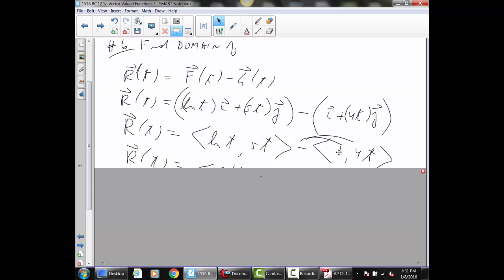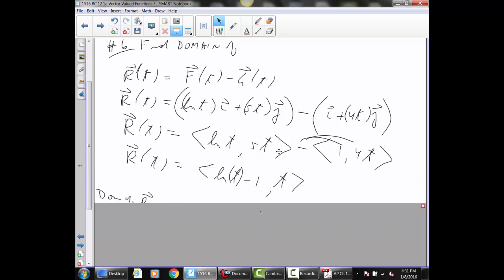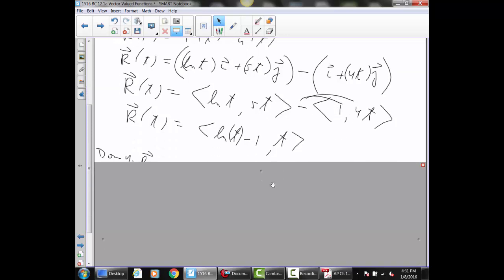So I have ln t, 5t minus 1, 4t. And I'm just going to take the x component minus the x component, which will give me ln t minus 1, and then y component minus y component, which will give me t.